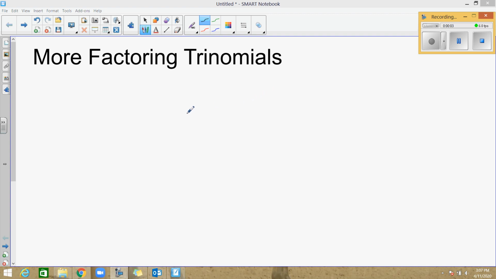Now we're going to talk about more factoring of trinomials, and we did this in a previous lesson, so you might have to reference that just a little bit. We talked about this generic formula we had.